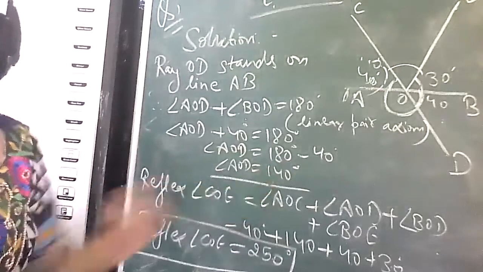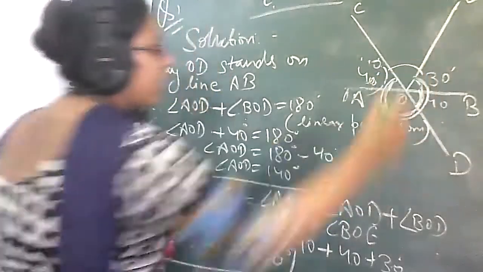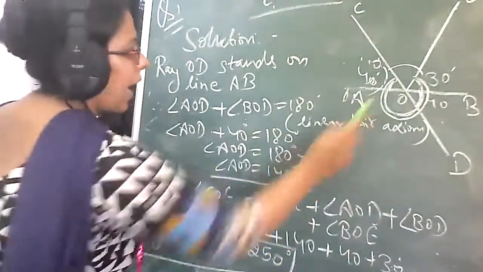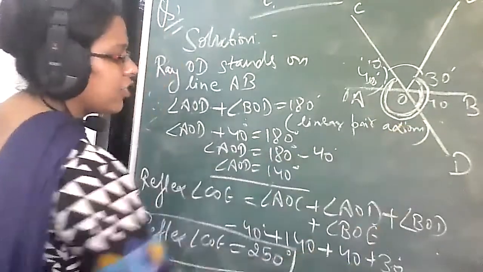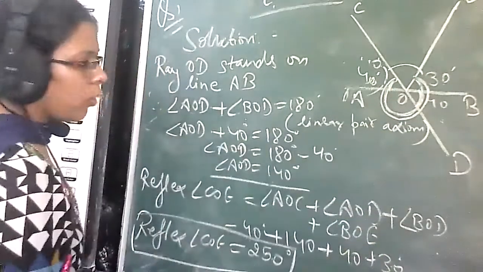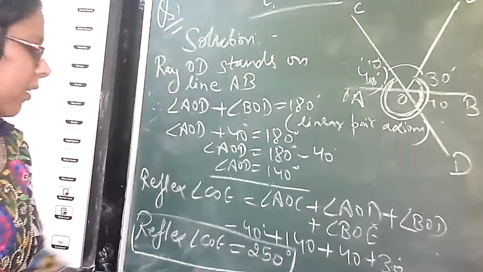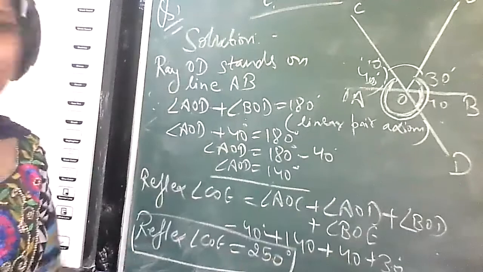Now we have to find reflex angle COE. Reflex angle COE is the sum of these four angles. That means angle AOC, which is 40 degrees, angle AOD, which is 140 degrees, angle BOD, which is given as 40 degrees, and angle BOE, which is 30 degrees. Basically, we have proved it in the first part. On adding these four angles, you will get the value of reflex COE as 250 degrees.